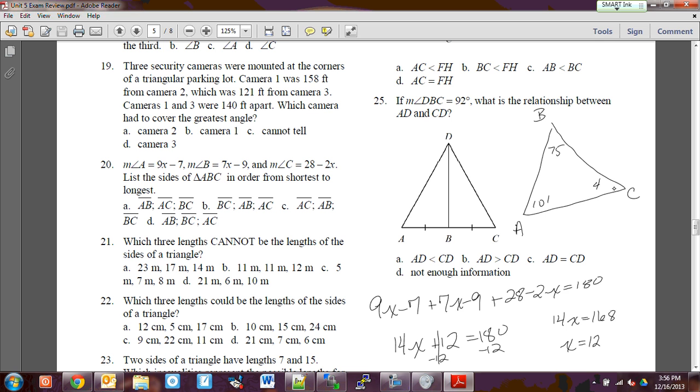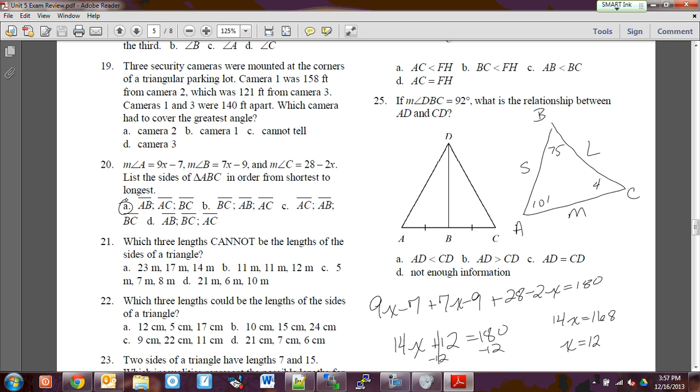All right, so now we can list the sides in order from shortest to longest. Shortest side opposite smallest angle. Angle C is the smallest, so that means this is our shortest side. 75 is our angle in the middle, so this is our medium length side. 101 is the largest, so this is our longest side. So it's going to be AB, BC, AC. So the answer is A. All right.